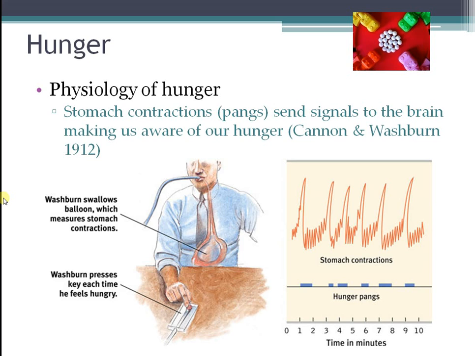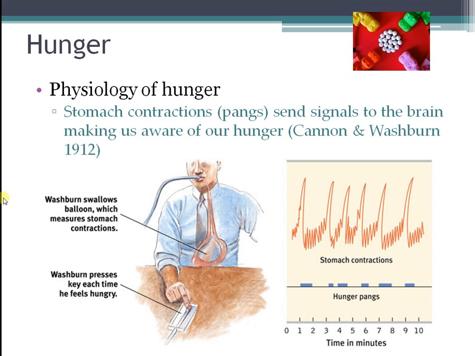The physiology of hunger. So one question that we can ask about hunger is, what is the source of hunger? Where does it come from? Cannon and Washburn, early in the century, thought that perhaps the source of hunger might be the stomach. So Washburn swallows a balloon to try and measure this. And the balloon is inflated against the walls of his stomach. And every time his stomach contracts, they can measure those contractions with this balloon device.